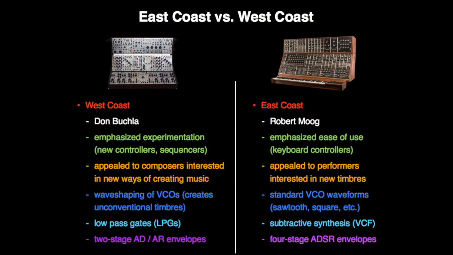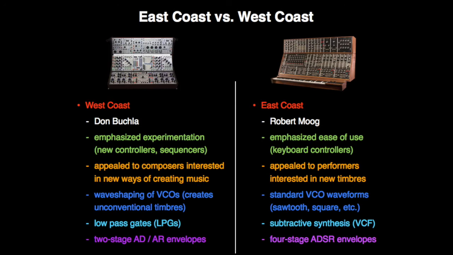So I mentioned some of the ways in which Buchla's approach was very different from Robert Moog's, and we can actually look at this a little more closely and come up with two very different practices or philosophies towards sound synthesis, an East Coast philosophy and a West Coast philosophy. So on the East Coast, Robert Moog, based in New York, Moog's approach really emphasized ease of use. So he was all about creating instruments that would be very easy for musicians who already had experience in other types of music, whether that's classical music or pop music or whatever, to adapt to these new instruments and start making music they were already accustomed to making with these new sounds.